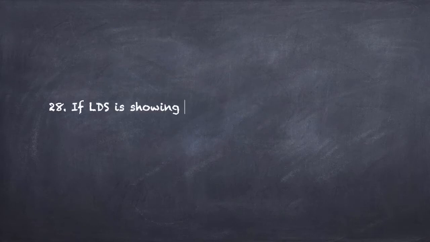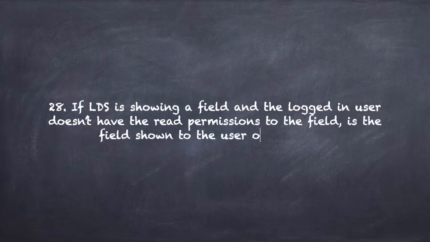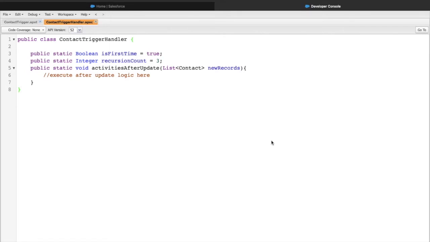Question number 28. If Lightning Data Service is showing a field and the logged in user does not have the read permissions to the field, is the field shown to the user or how is it? So this question asks whether Lightning Data Service components like record edit form, record view form would have access to a field if the field level security is not present for a particular field.